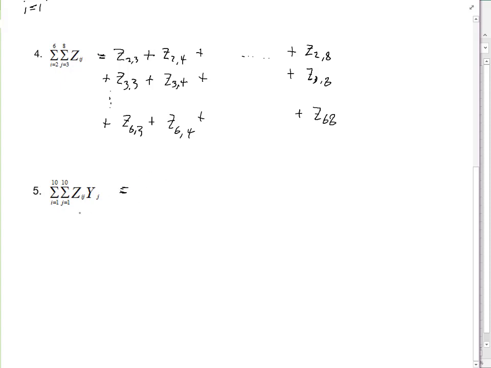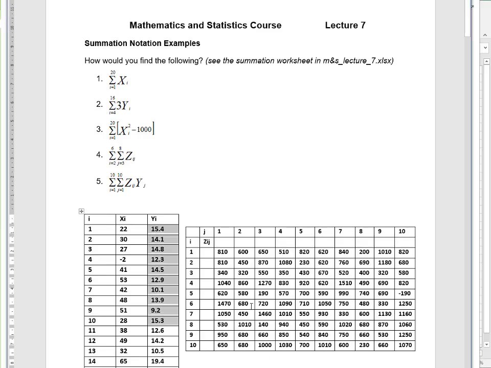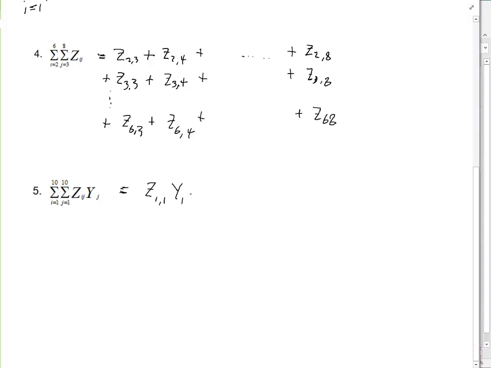So the first term is going to be z 1,1 times y1. So you want to multiply this 810 times 15.4. So it's that one times that one. Then you go to z. These z's are going to follow this pattern. So z 1,2, and this is y2, because the little letter on the y is the same as the second one on the z. So that's increasing as we go this way. So z 1,1 y1, z 1,2 y2.